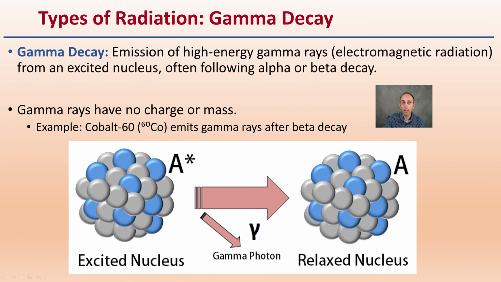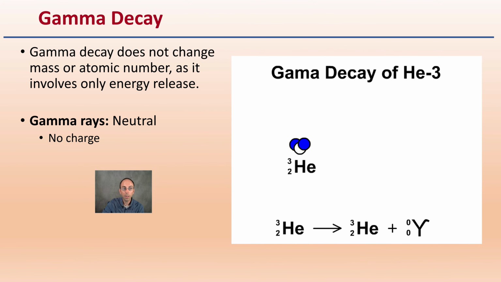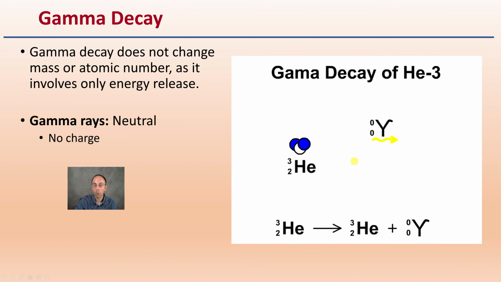Now, types of radiation, looking at gamma decay. This is the emission of high energy gamma rays, which are electromagnetic radiation from an excited nucleus, often following a beta or an alpha decay. Gamma rays have no charge or mass. Cobalt-60 emits gamma rays after a beta decay, as an example here. Gamma decay does not change the mass or the atomic number. It involves only energy release. Gamma rays are neutral and have no charge. So we see the acknowledgement of that energy being released, but essentially no change in the proton number, the neutron number, and therefore the resulting mass or charge of that original atom.